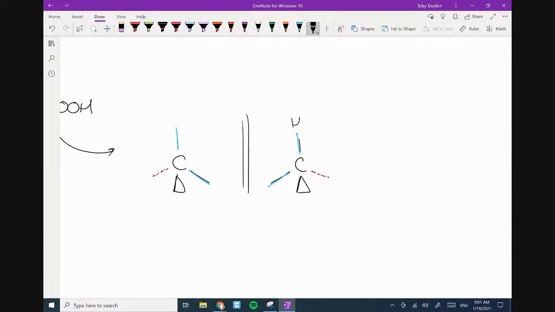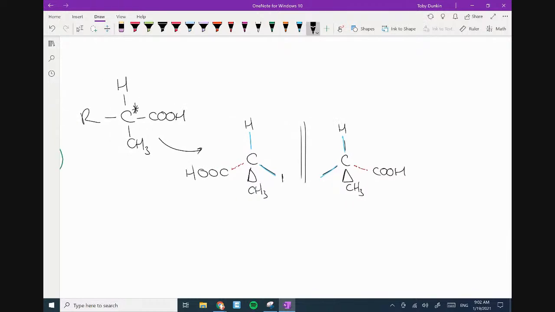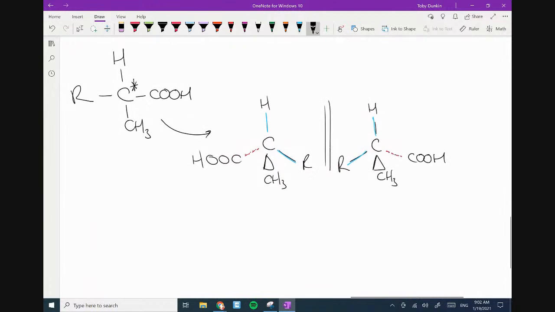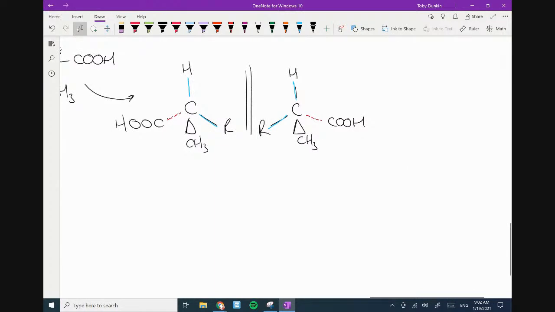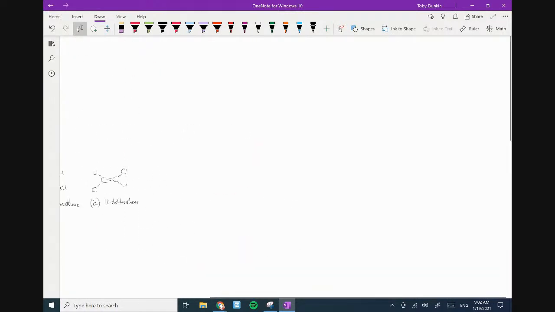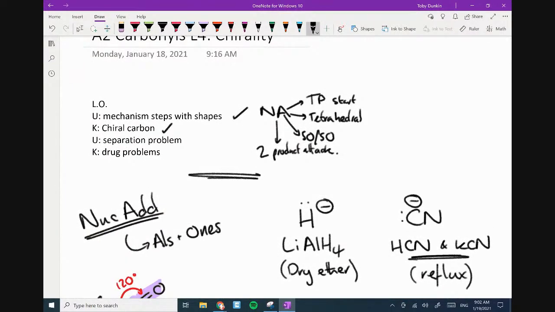Then I can put my pieces on. H, the top and the bottom are always the same. So let's add the CH3s there. CH3. Right. Then we can do the carboxylic acid on that side, and then the carboxylic acid on the other side, and then the R and the R. So there are my mirror images. Now, these are two non-superimposable mirror images, and we now need to talk about what makes them different. So let's just go back to my learning objective. So we can now tick off chiral carbon.